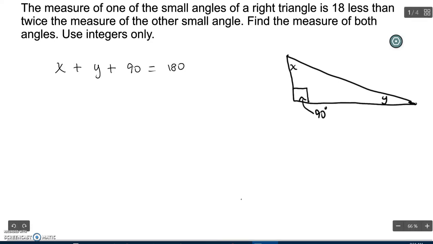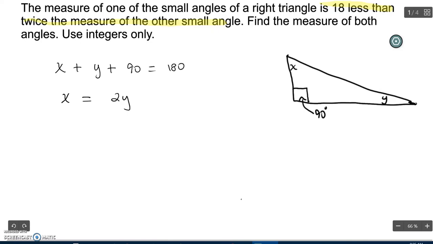And we come up with the second equation by dissecting this part of the problem here. It says the measure of one of the small angles of a right triangle is 18 less than twice the measure of the other small angle. Alright, so let's say that we'll let x be the first one, and x is found by taking twice the measure of the other angle. So x is going to be 2 times y. That's twice the measure of the other small angle.